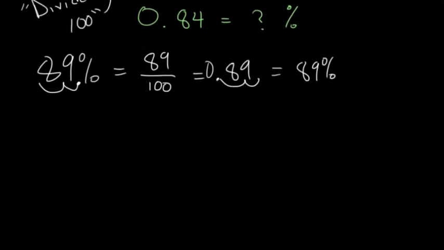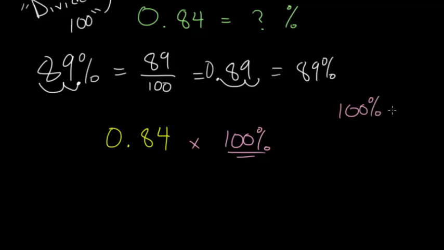That's one way to do it, but the more straightforward way to approach this is to simply multiply your decimal by 100%. So we have 0.84, and we're going to multiply that by 100%. Why would we do this? What is 100%? 100% just literally means 100, and the percent means divide by 100. So 100 divided by 100 is just 1. If we multiply by 100%, we're just multiplying by 1, so we're not changing the value.